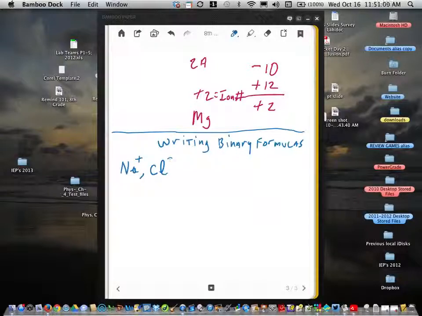Okay, so writing binary formulas, what that means is you're actually combining these in a chemical reaction. If you have a positive and negative ion, they combine to form a compound. And the way it works is like this. The sodium and the chlorine are both reacting with each other, and since they're opposite, they can attract and form a chemical reaction and a chemical compound.